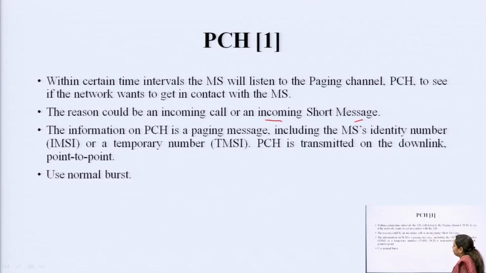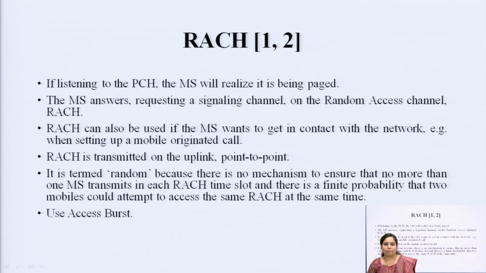The information on PCH is a paging message including the MS identity number, the IMSI number, or the temporary number, TMSI. PCH is transmitted on the downlink, point to point, and it can be used for broadcasting also. It uses a normal burst. Normal burst means no additional information has been added in the particular type of frame.